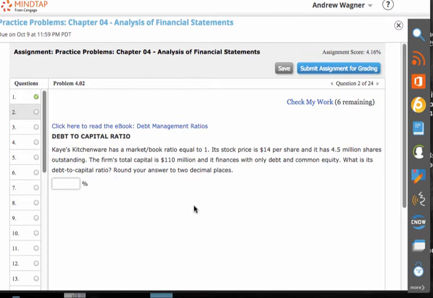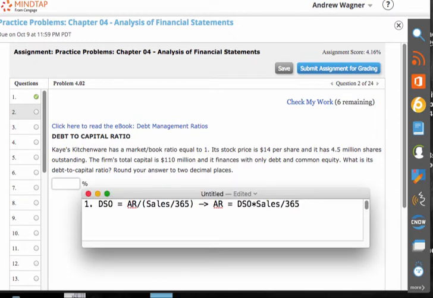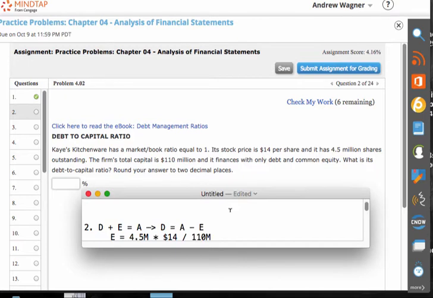Here, the market to book value is 1, so the book value is equal to the market value. The stock price is given as $14 per share, so therefore the book value must also be $14 per share. And there's 4.5 million shares outstanding. Total capital, or total assets, is 110 million. What is the debt to capital ratio? Well, that should be the same as the debt ratio, just debt over total assets.